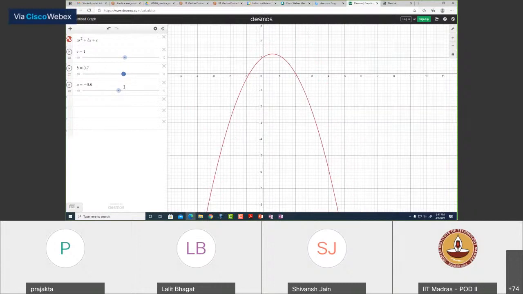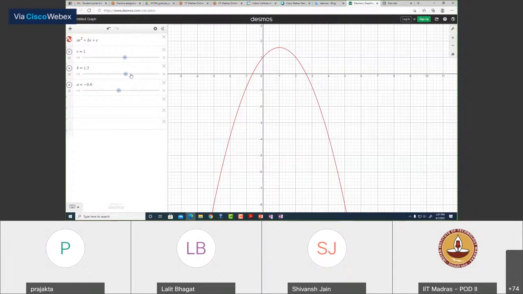Will it be inversely proportional with a? Like when a is positive and b is negative, then the vertex will be in the first or the fourth quadrant. And when a is negative and b is positive, then the vertex will be in the second and third quadrant, like we have seen, sir. So you are asking whether we can generalize like that. Yes, yes.